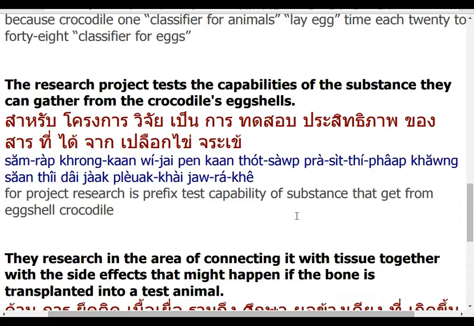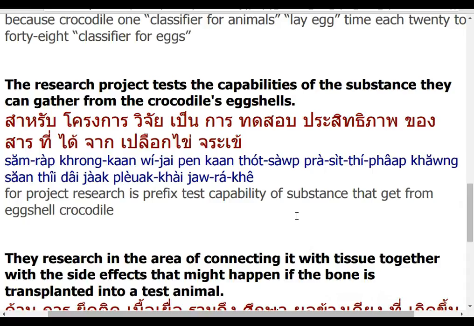The research project tests the capabilities of the substance they can gather from the crocodile eggshells. Let's read it all together.